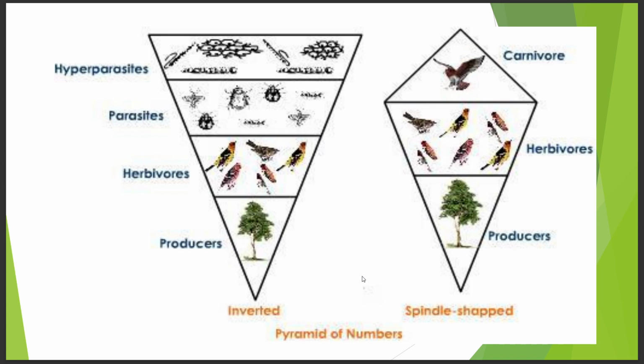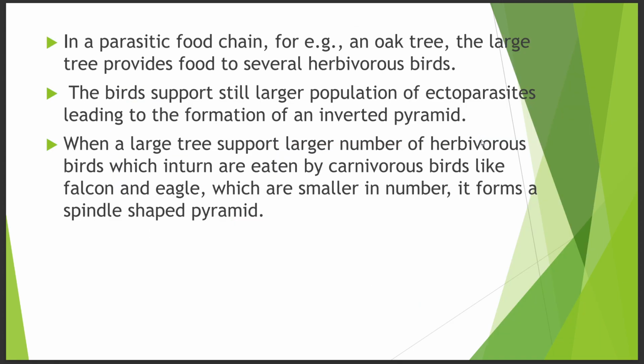Then we have the spindle shaped pyramid. Here you can see that there is one tree and there are many fruit eating birds dependent on that tree, and there will be one eagle or a vulture which eats the small birds. So that is a spindle shape. This is simply what I explained now. You can just note it or take a screenshot.